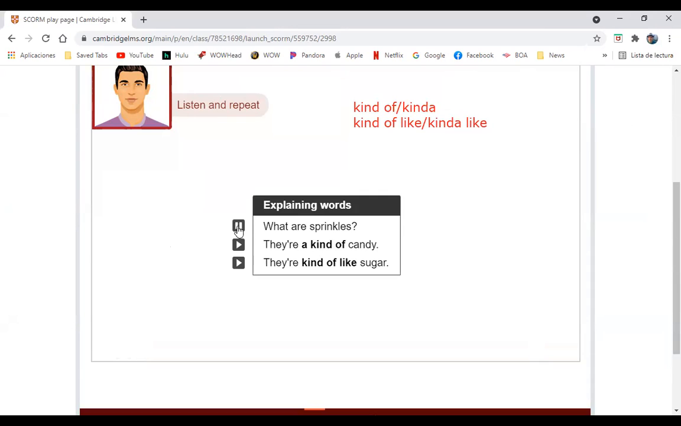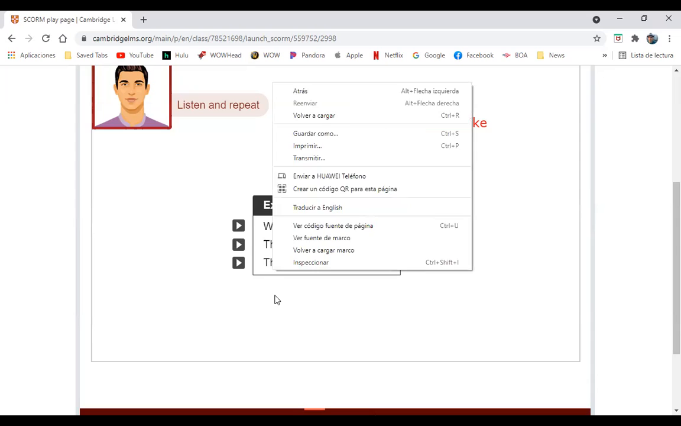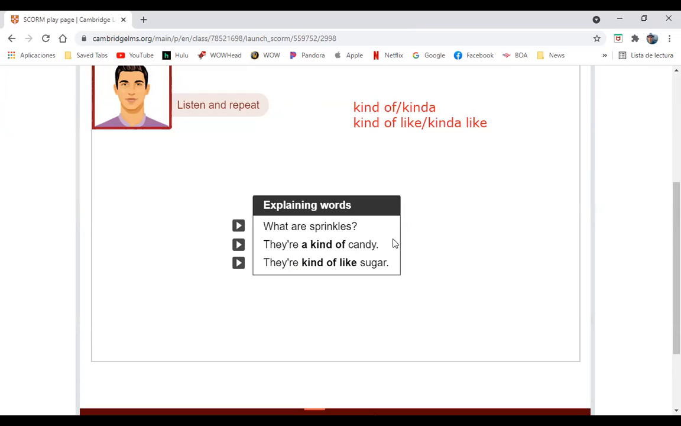What are sprinkles? They're a kind of candy. Yeah, like remember the linking, they're a kind of candy. Okay. Yes, like one sound. They're kind of like sugar.